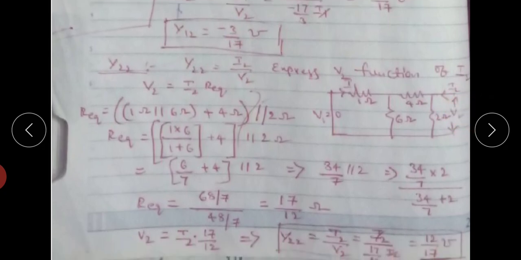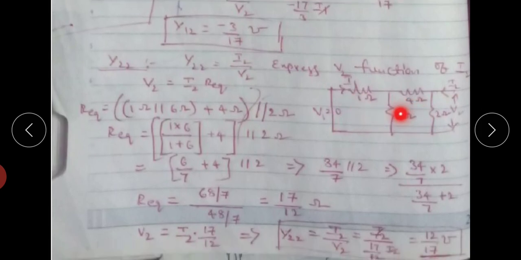To find R equivalent, we have to reduce the network from the opposite side. The last two elements, 1 ohm and 6 ohms, are in parallel connection. So 1 ohm and 6 ohms in parallel. Next, this combination is in series with 4 ohms, so plus 4 ohms. Next, this total combination is in parallel with 2 ohms.